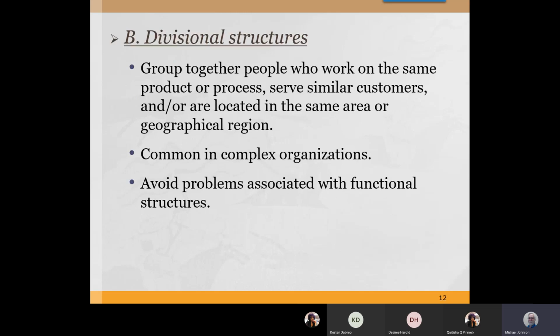So divisional structure, one thing we can often do is break a company into small sections, and that allows us to control it a little bit better. So grouping together the people who are fundamentally doing exactly the same process makes a lot of sense. Economics actually comes into this in a very big way. Serve similar customers, well, we want them together.